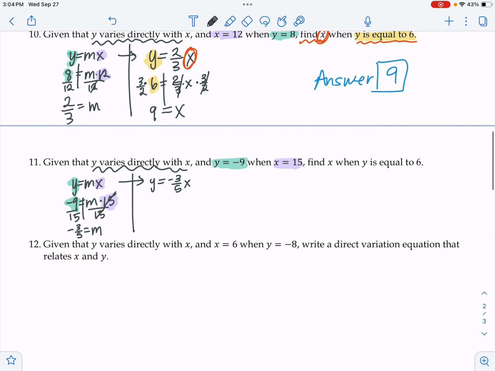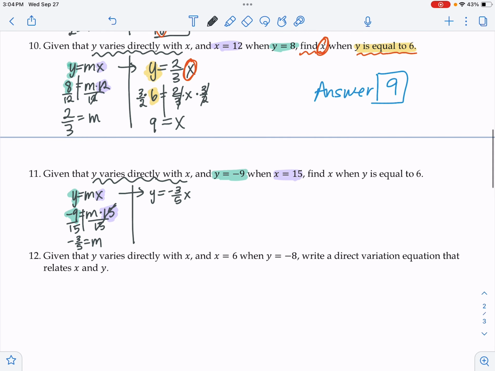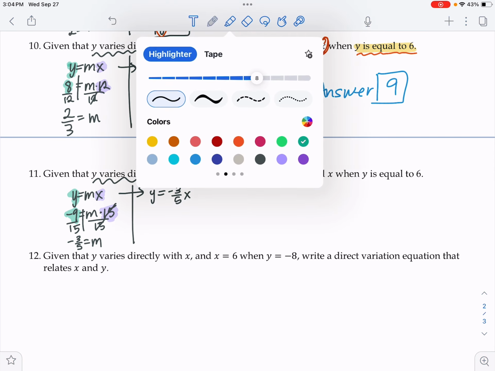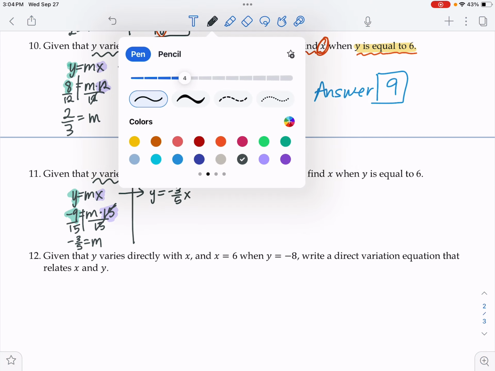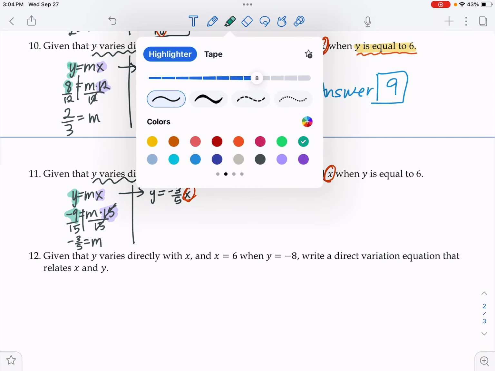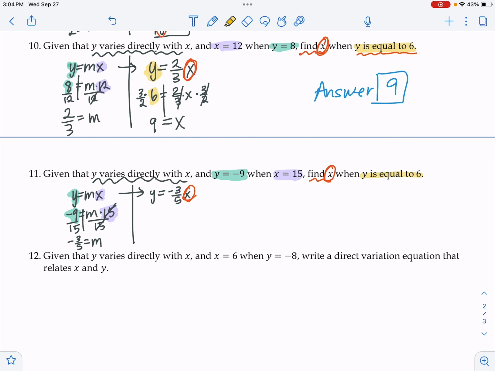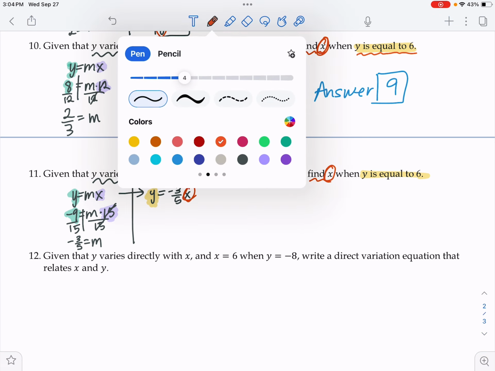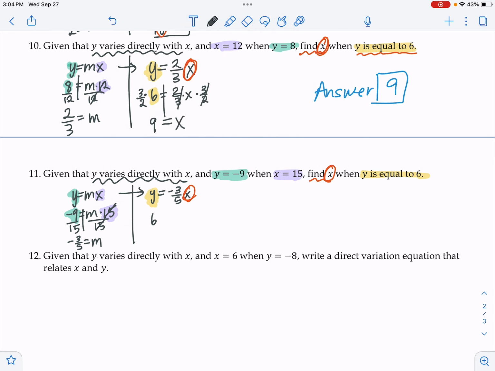Okay, so now we're ready to answer their question. So this time, let's see what we're finding and what we're given. It says find x when y is equal to 6. So we're going to put the 6 right here. 6 equals negative 3/5 x. We don't know x, we're finding it. They gave us y, so we replaced y with 6.